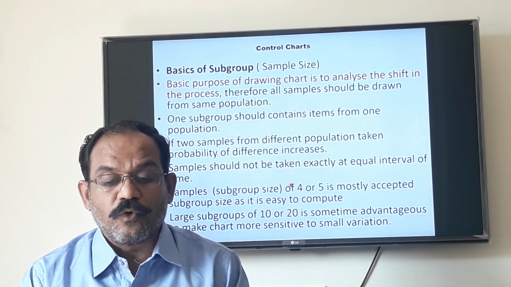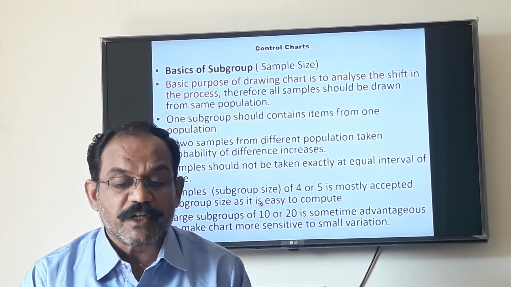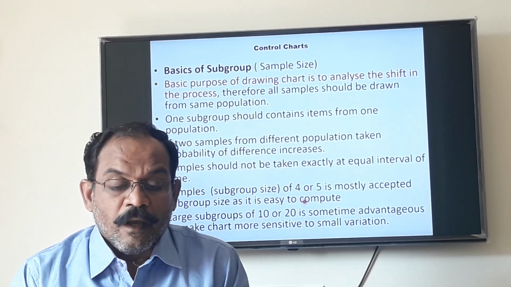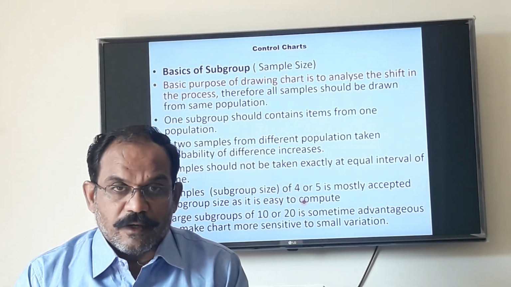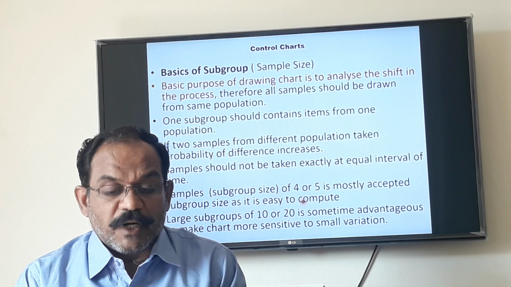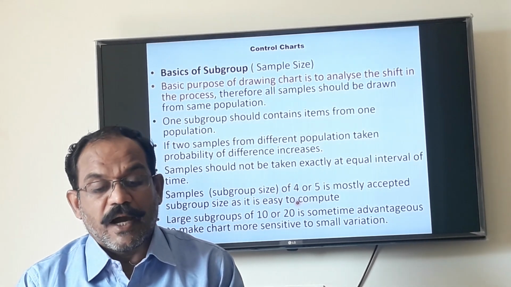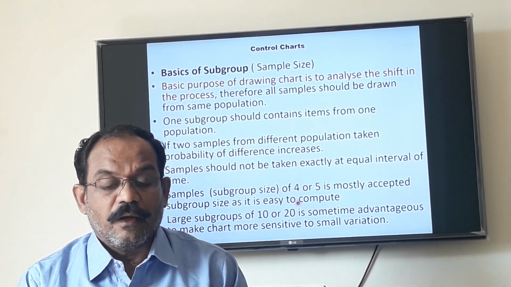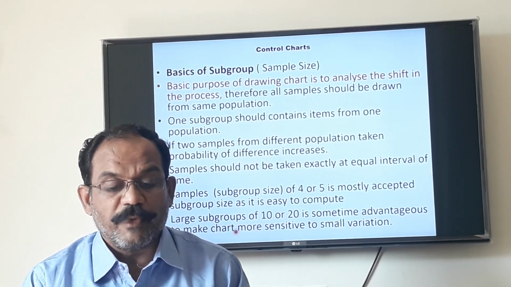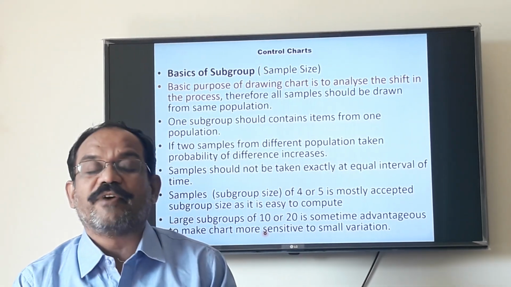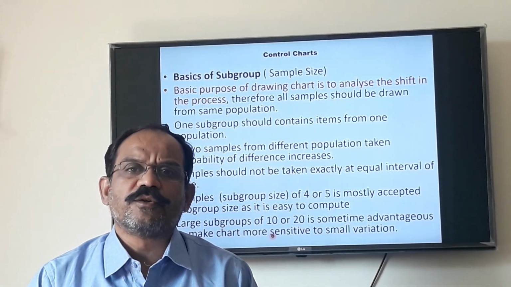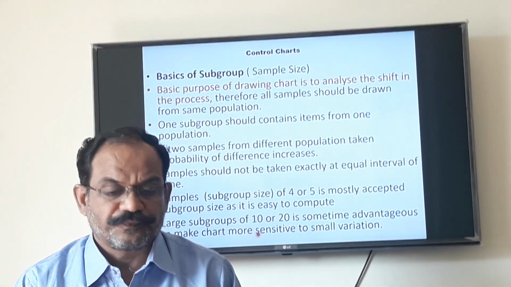A subgroup size of 4 or 5 is the most commonly accepted subgroup size. It is easy to compute. I have already told you that sample size should be small, otherwise the calculation procedure goes on increasing. But sometimes large sample groups are a necessity of the demand. A large subgroup size of 10 to 20 is sometimes advantageous to make the chart more sensitive to small variations. If the readings are more, then you can analyze more sensitive information from the charts.